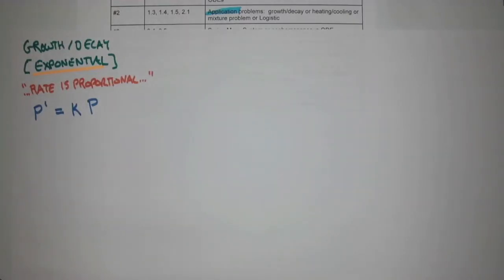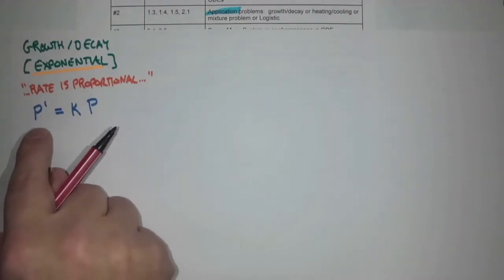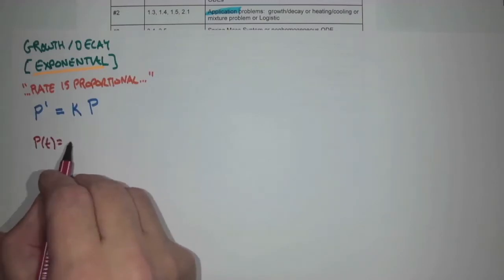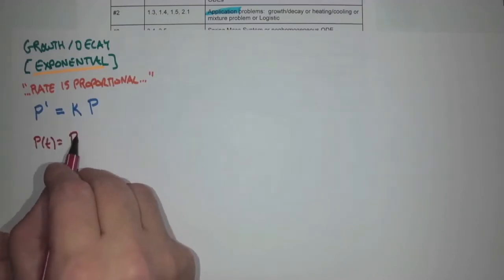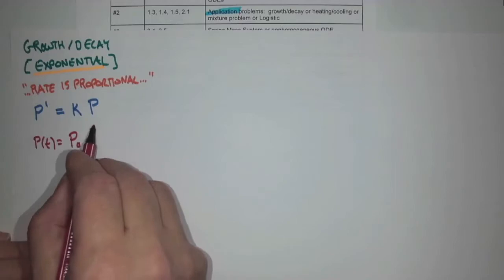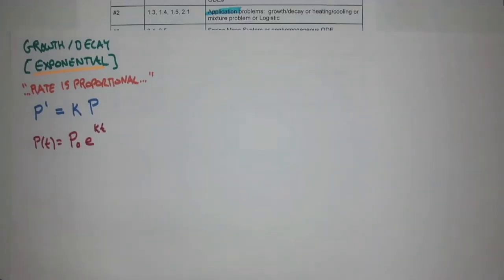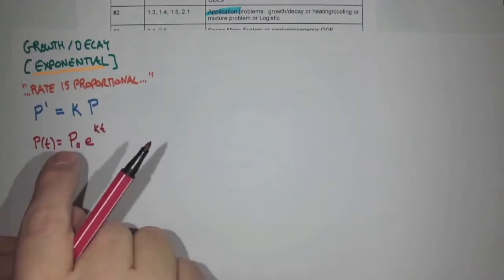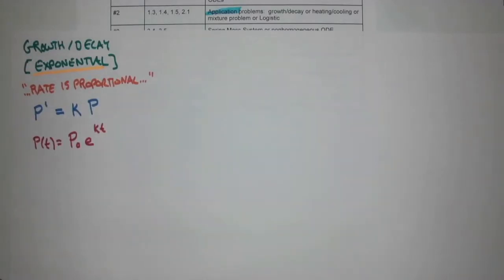Now, why do we call it the exponential model? What is the solution to the exponential model? So if this is your differential equation, the solution looks like P of t is P naught e to the k times t. Yeah. So you should be familiar. If I see exponential model, I know automatically this is my differential equation. I know this is my function. And I'm ready to start filling stuff in.